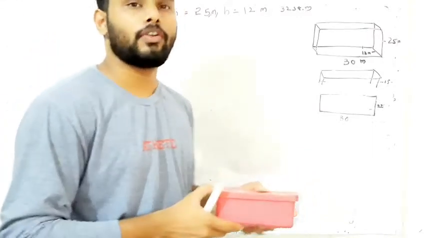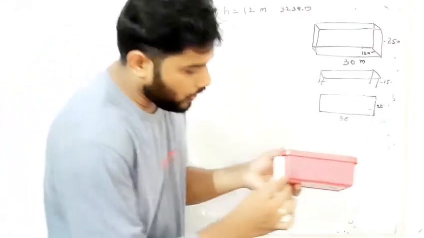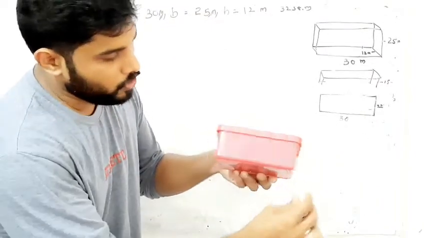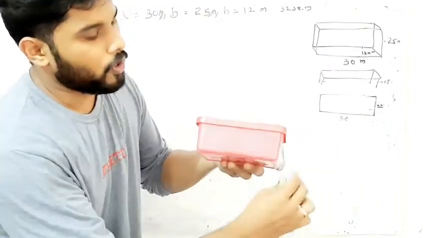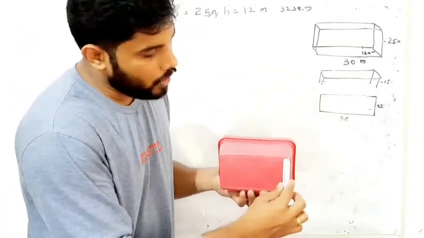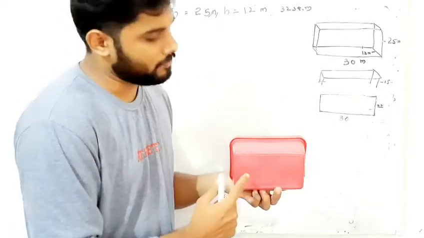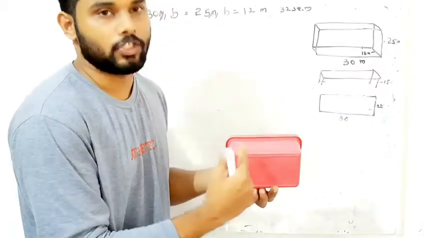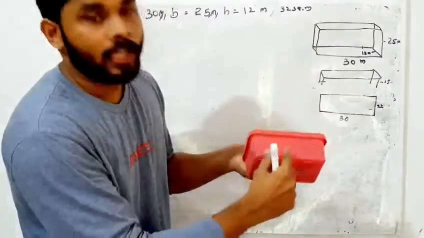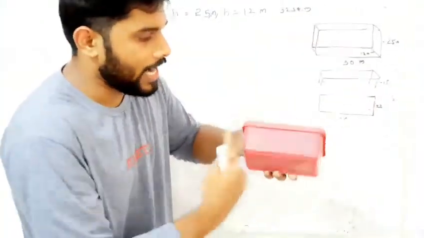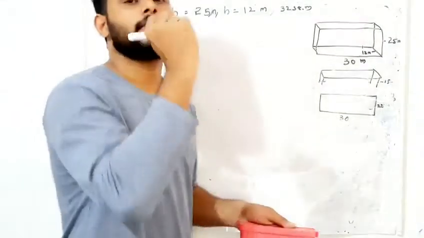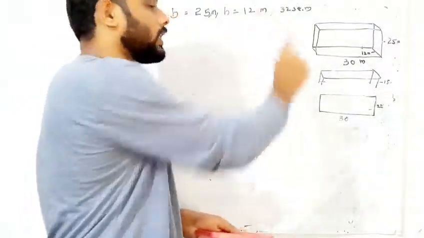Clear? So what do we have to find out? We have to find out the lateral surface area of that cuboid. That means these 4 sides' area we have to find out. And one more thing, this down part area also we have to find out. So lateral surface area plus this down part area, then we will get the 5 sides' total area. That 5 sides area into 32, you will get the total cost.